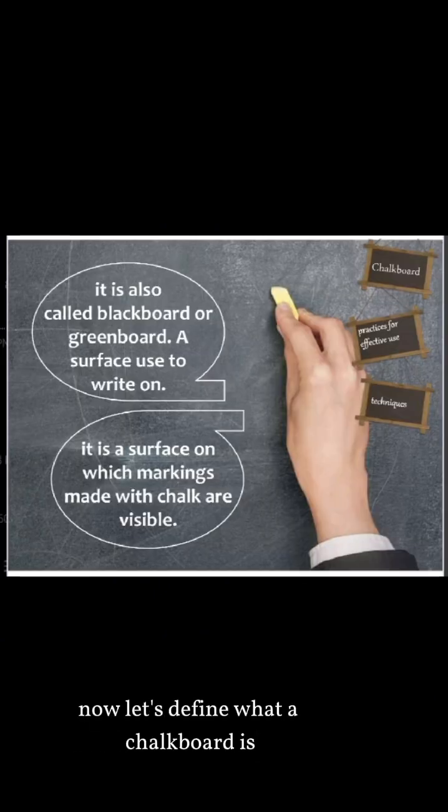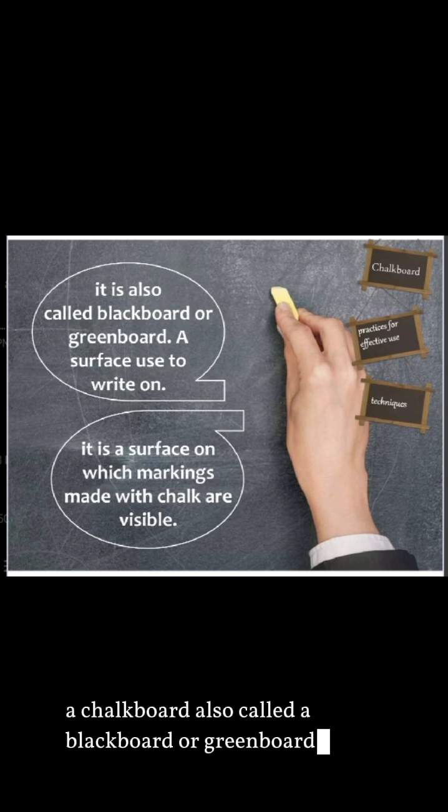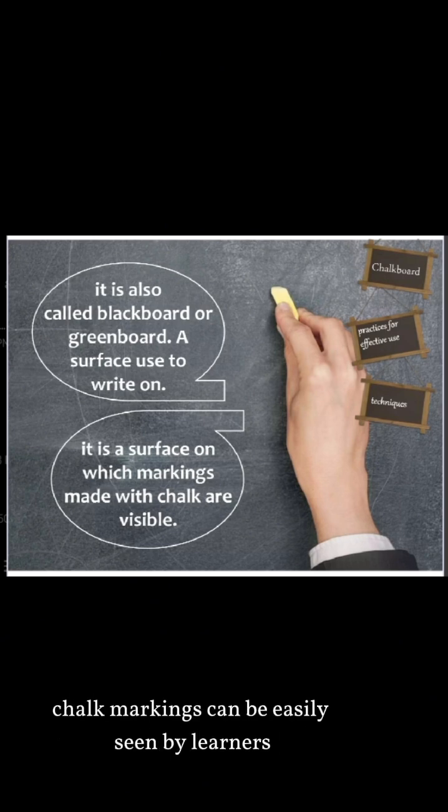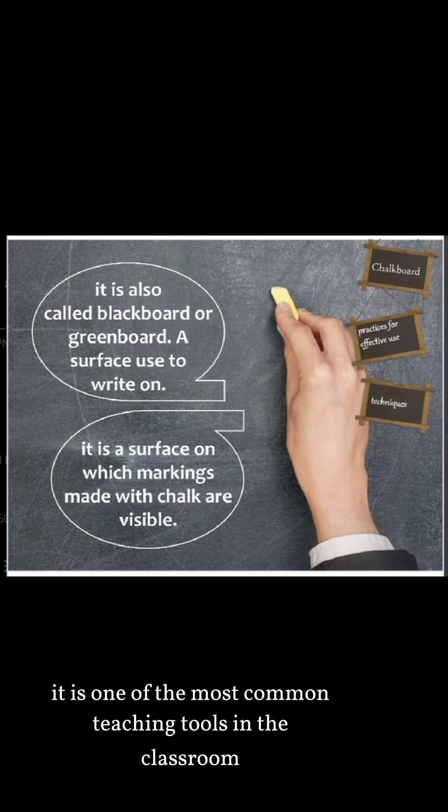Now let's define what a chalkboard is. A chalkboard, also called a blackboard or greenboard, is a smooth, dark surface used for writing with chalk. Chalk markings can be easily seen by learners and erased when no longer needed. It is one of the most common teaching tools in the classroom.